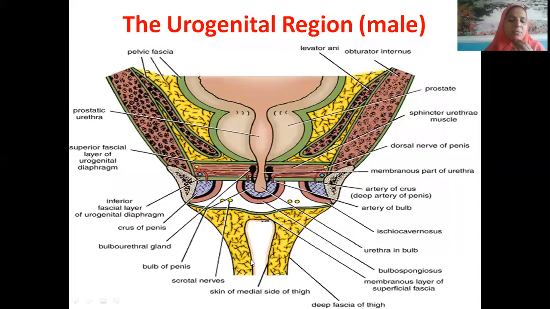The other picture will help us to understand more clearly. This is the superficial perineal pouch. What is the superior boundary? Above it is bounded by what? Perineal membrane. Below it is bounded by Colles fascia. So between these two, whatever we have is the superficial perineal pouch.